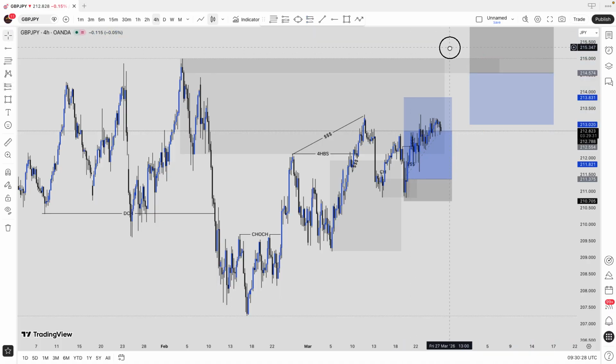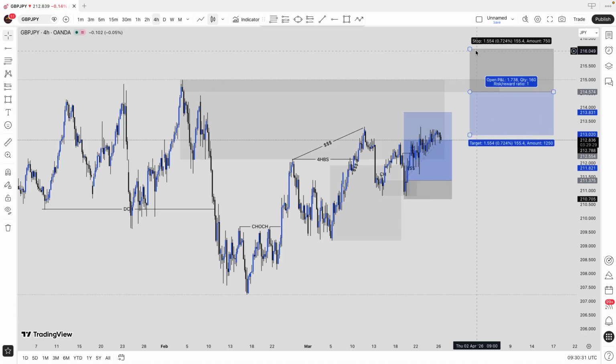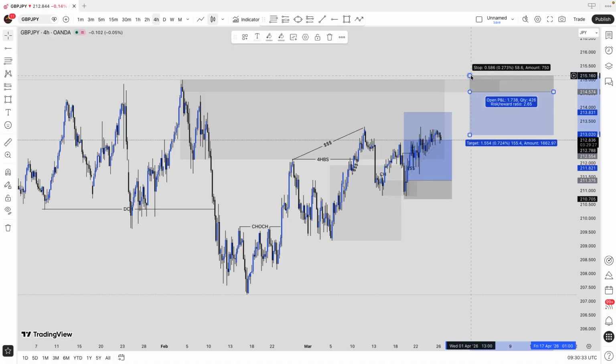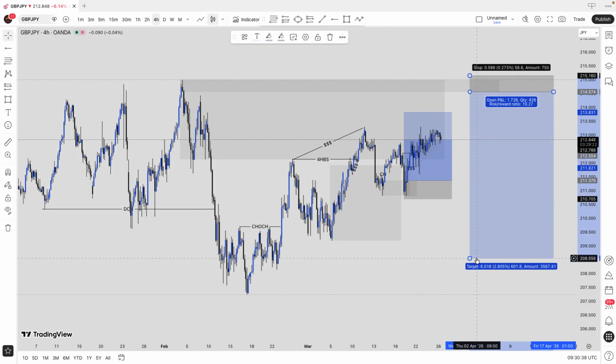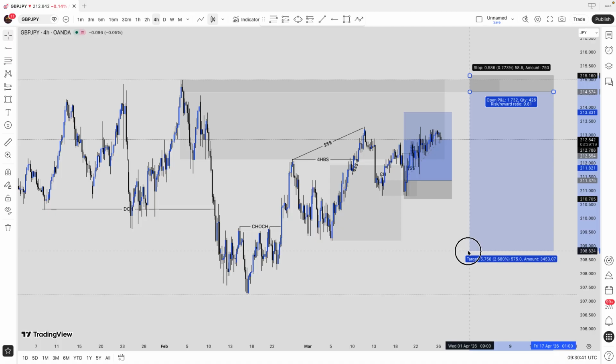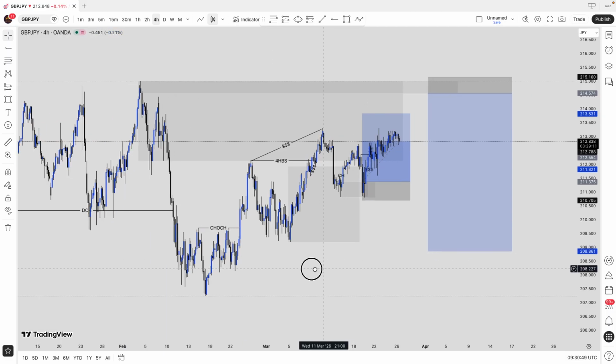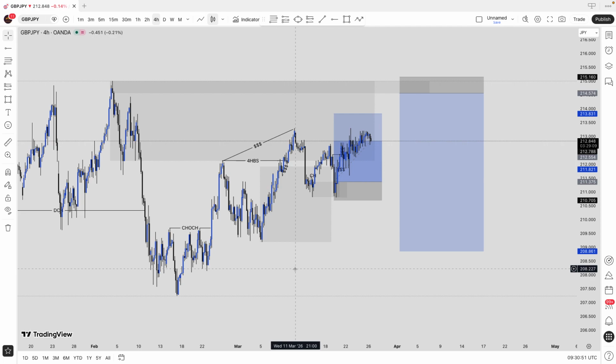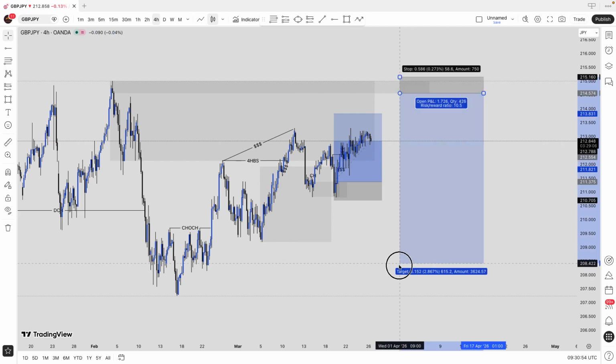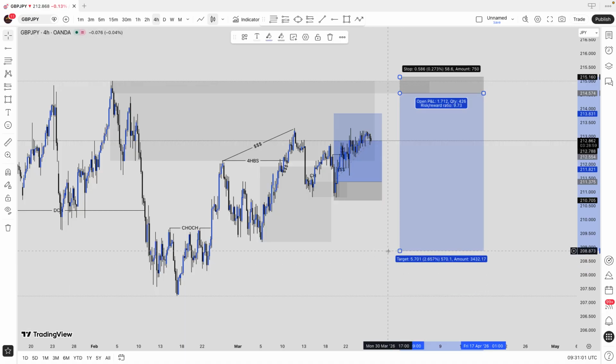Set my entry here, like that. Maybe exit at around this point here. Maybe this area here will be okay. I just want to fill up this imbalance on the daily. I really don't like holding the trade to the last point of the swing. Sometimes it works, sometimes it doesn't, but to be safe, 1:9 is good.